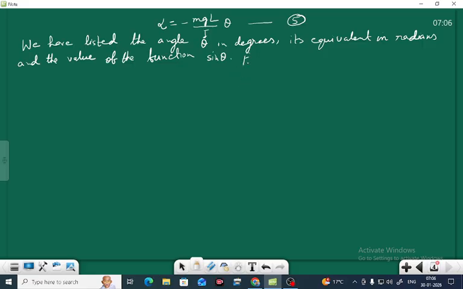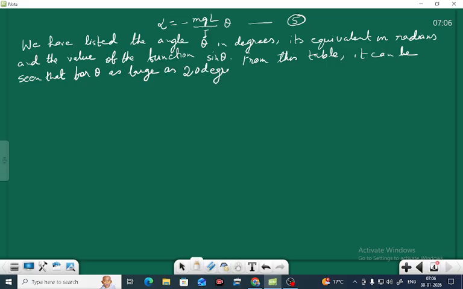From this table, it can be seen that for theta as large as 20 degrees, sin theta is nearly the same, not exactly the same, nearly the same as theta expressed in radians.